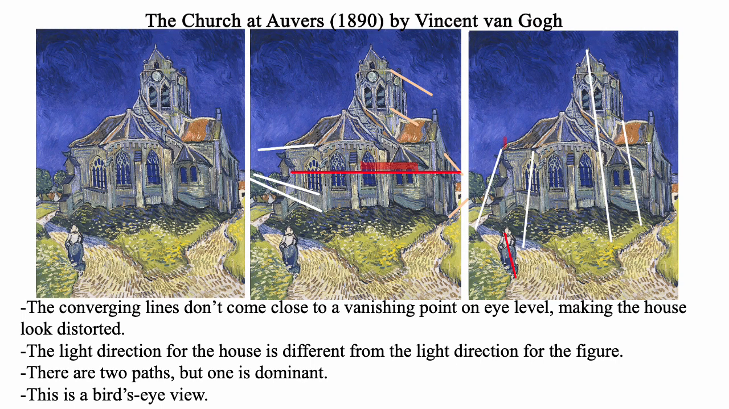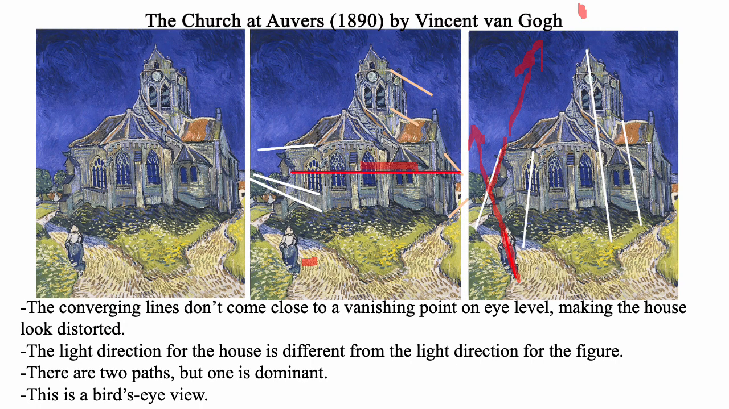I tried to connect parts of the house to the shadow, indicating that the light direction is upward, so that the sun is overhead. But for the figure, assuming this is a shadow, the shadow of the figure goes this way, implying that the sun is to the left.